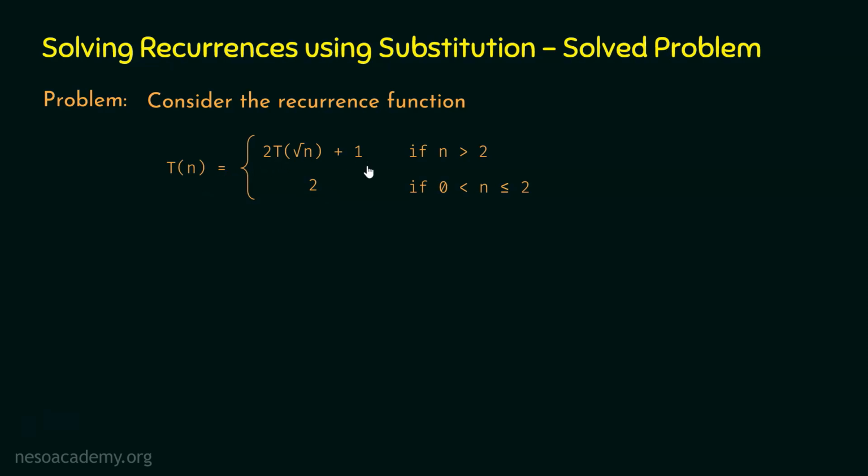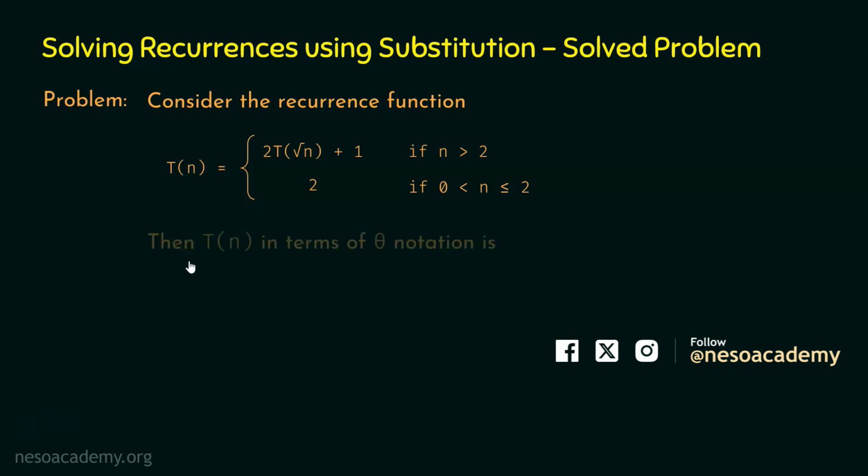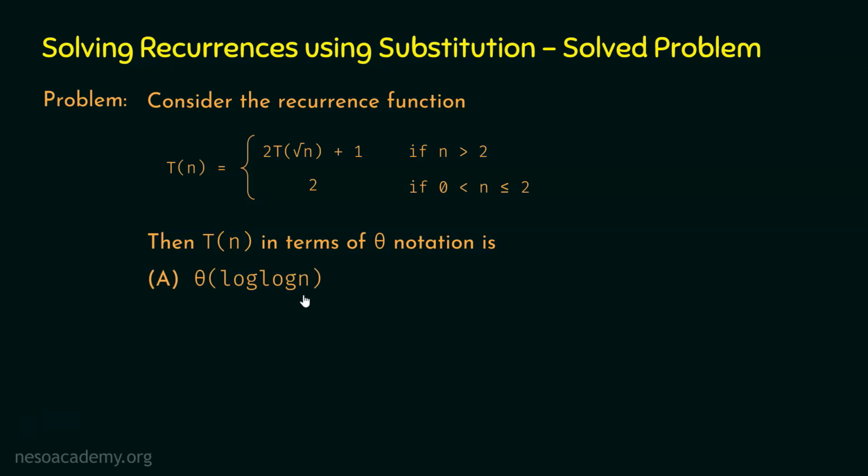We are well aware of recurrence relations and what they represent. They represent a recursive function. We can call this a recurrence function, or we can say this is the recurrence relation. Then T(n) in terms of theta notation is it option A, theta of log log n? Is it option B, theta of log n? Is it C, theta of square root of n? Or is it D, theta of n?